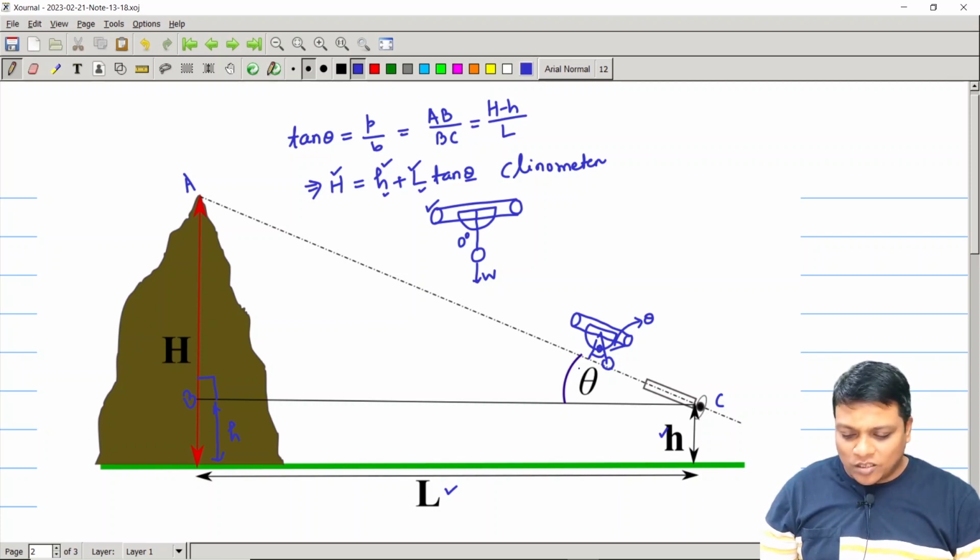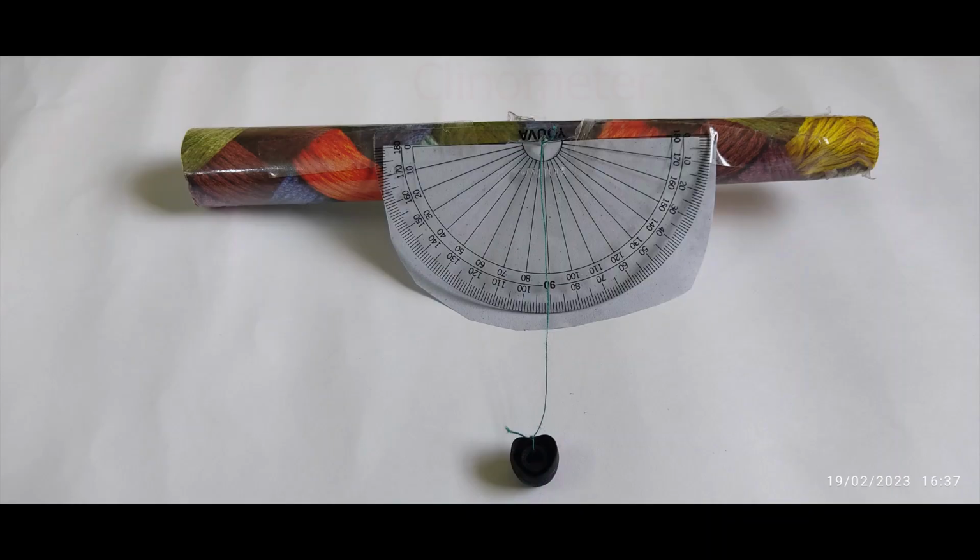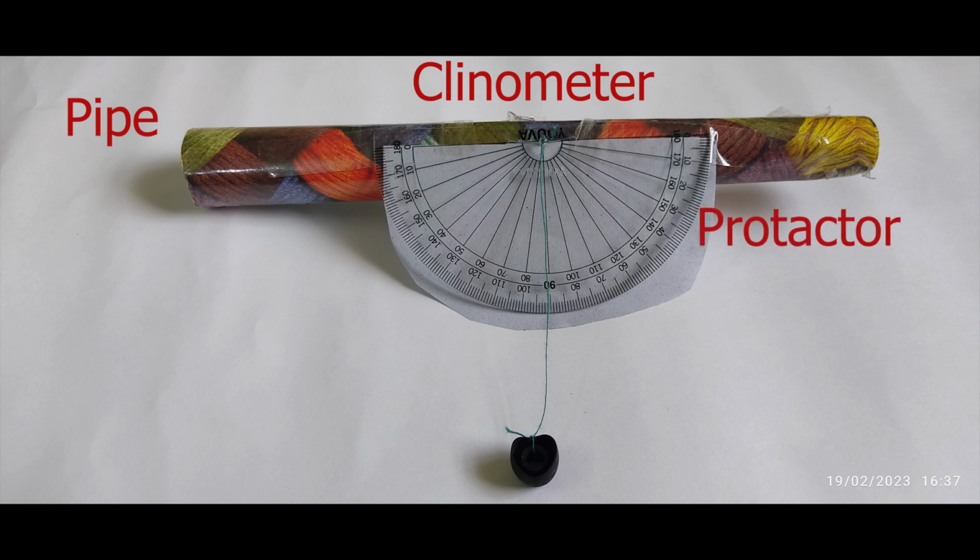Because it is not easy to verify the height of a mountain, in our demonstration we will locate a certain point on the wall, as you will see in the next video. After the demonstration, we will do the necessary calculations and verify the results with the actual value of the height of that point. This is the clinometer that will be used to measure the elevation, and it is made up of a pipe, a protractor and a hanging weight. Let us now go to the demonstration.